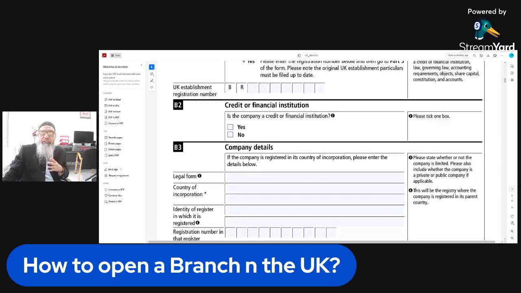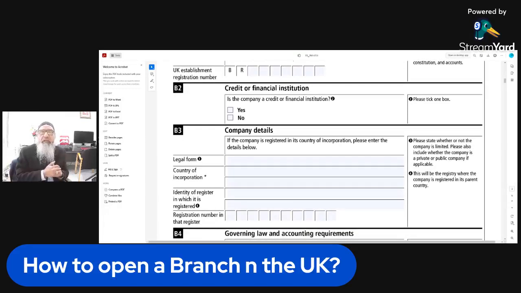about credit or financial institutions. Is the company a credit or financial institution? Yes or no? If you want to start a business which is related to credit or financial institutions, you are supposed to let them know whether the answer is yes or no. Then the company details, B3. If the company is registered in its own country of incorporation, please enter the details below. So this is talking about the home country of the parent business or principal business.